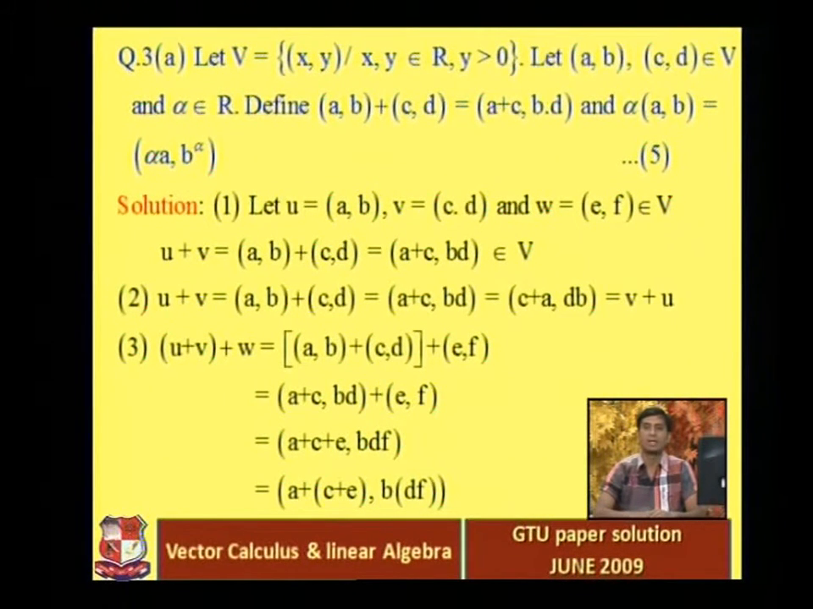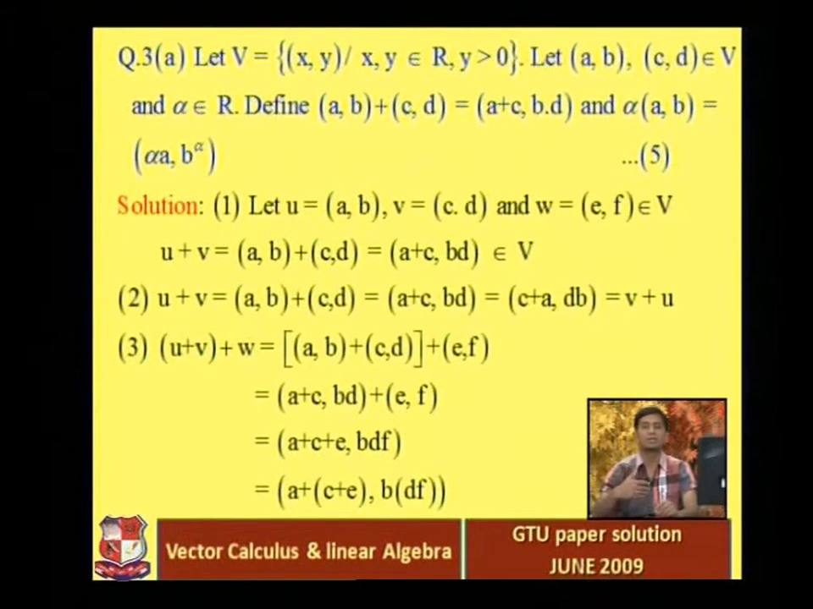Next five conditions are for scalar multiplication. The sixth one is that if alpha is any scalar and u is any vector of set V, then alpha into u also belongs to V. Then alpha into beta into u is equal to alpha beta into u, is equal to beta into alpha into u. Then the distributive law: alpha into u plus v is equal to alpha into u plus alpha into v. Then alpha plus beta into u is equal to alpha into u plus beta into u. And the last condition is 1 into u is equal to u.